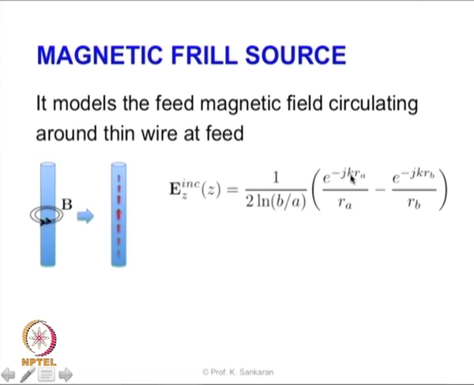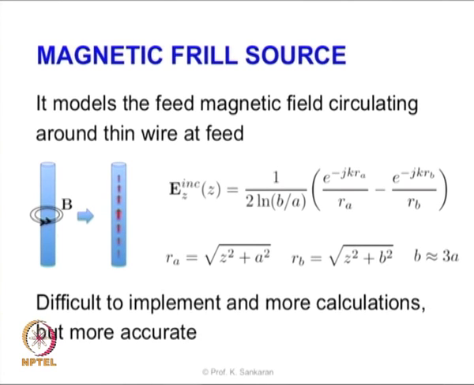So e to the minus jkRA is the component that is coming from the inner radius, and e to the minus jkRB divided by RB is the one that is coming from the outer radius term. And this way we can approximate the value much more elegantly, and the values of RA and RB are given by the term. And for this approximation to work, you need an outer radius that is at least thrice the inner radius. If B is not in the range of 3 times A, this approximation is not that accurate, but mostly when you choose the value of B such that it is thrice the value of the inner radius, the value is much more accurate.